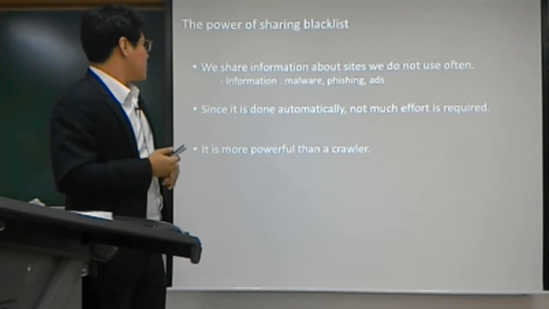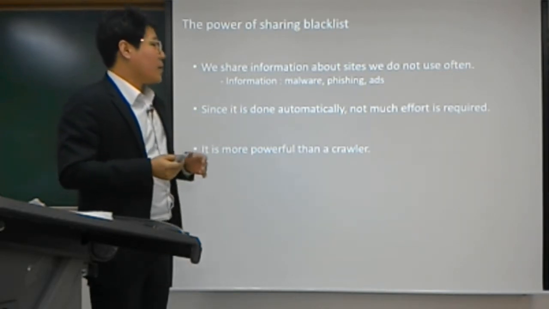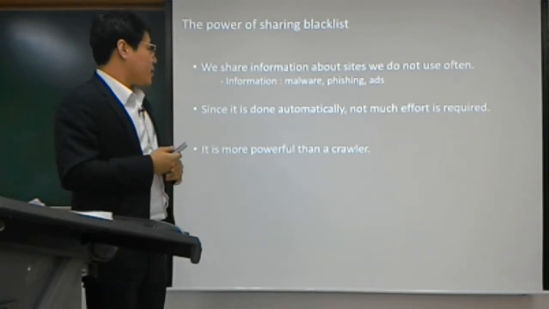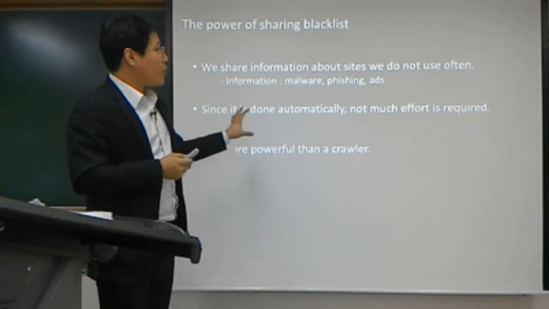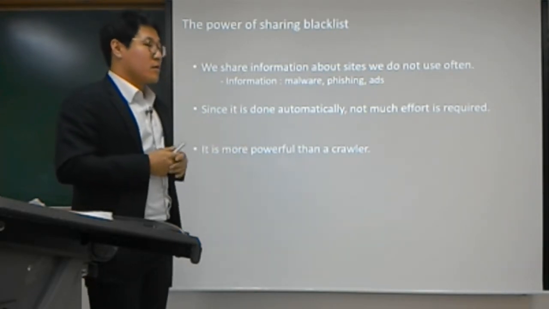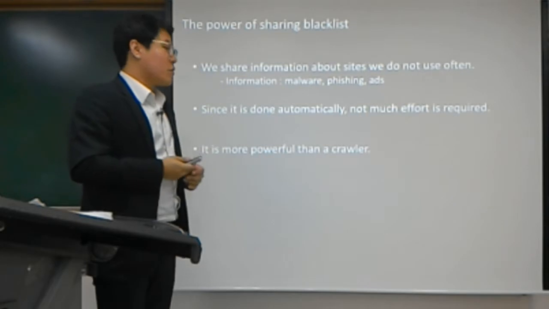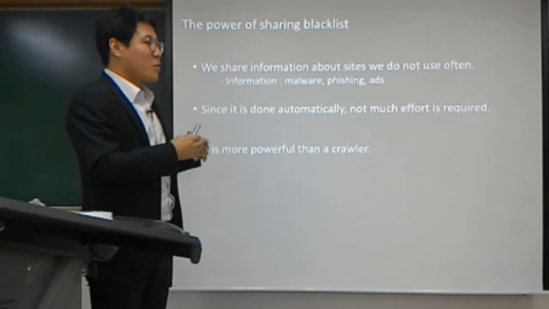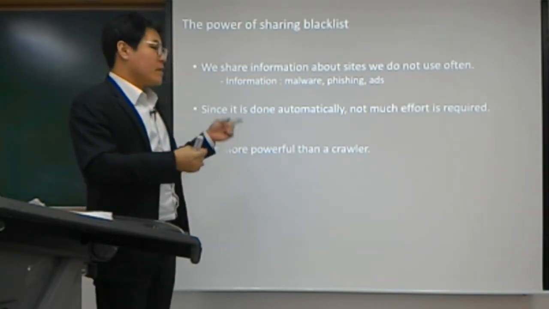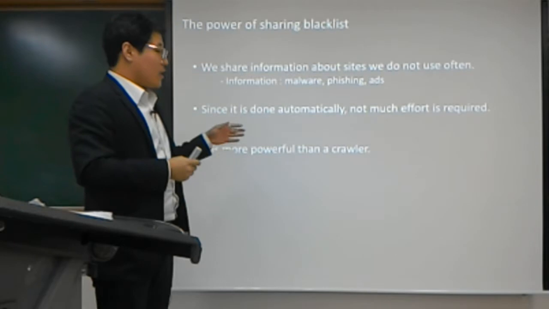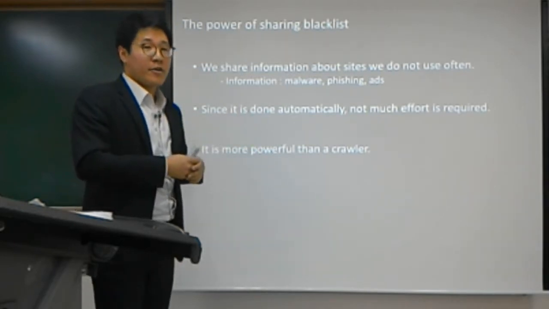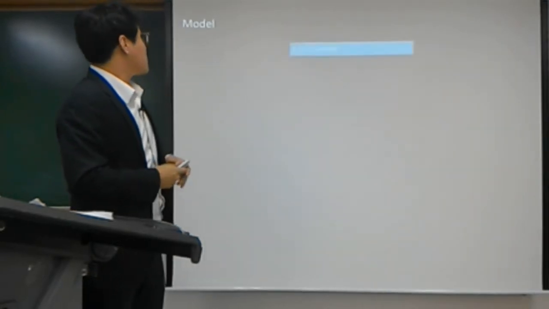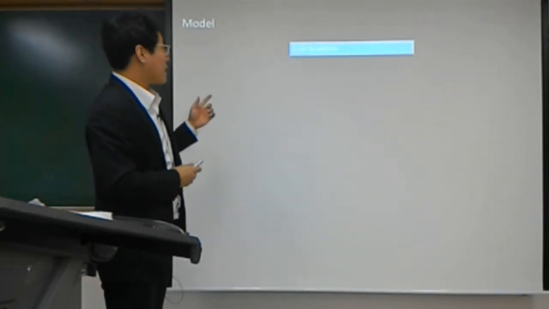Next, since it is done automatically, not much effort is required. And third, it is more powerful than a crawler. Before I thought about this model, I wanted to use a crawler, but a crawler takes a lot of time. But if people in each country make a blacklist and we share it, that is more powerful, and we can reduce the time a lot. So this is the model I have in mind.